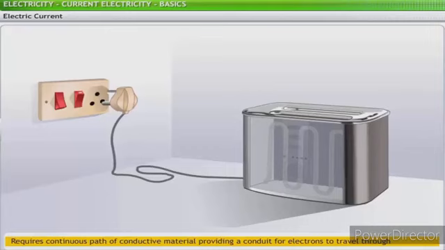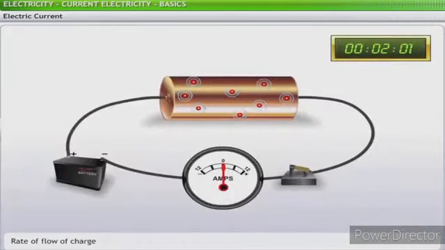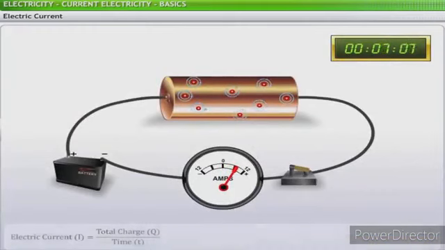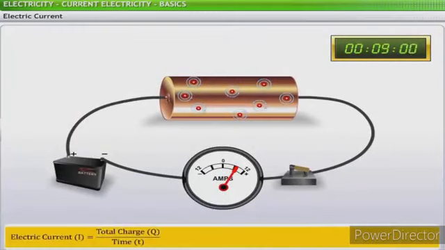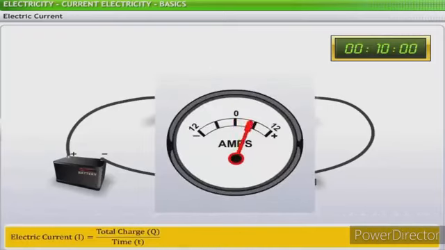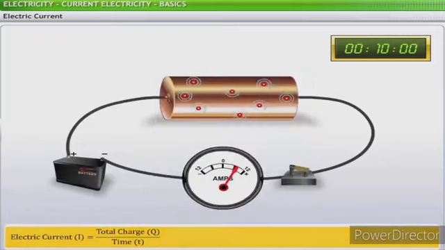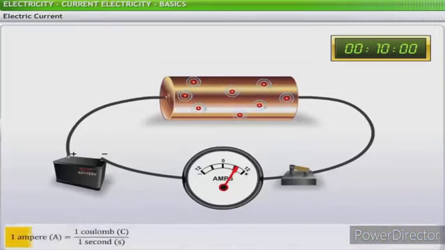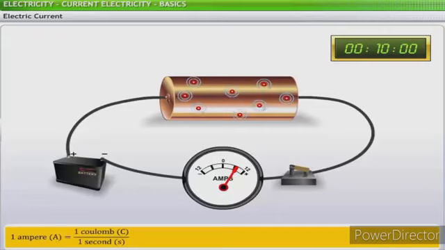When you unplug an appliance, say a toaster, from the power supply, the flow of electrons is interrupted and the appliance stops working. You can measure electric current as the rate of flow of charge, or the amount of charge flowing through a point per unit time. Electric current is measured using an ammeter. The standard metric unit for current is ampere. Ampere is often shortened to amp and is denoted by the unit symbol A. 1 ampere is equal to 1 coulomb of electric current per second.